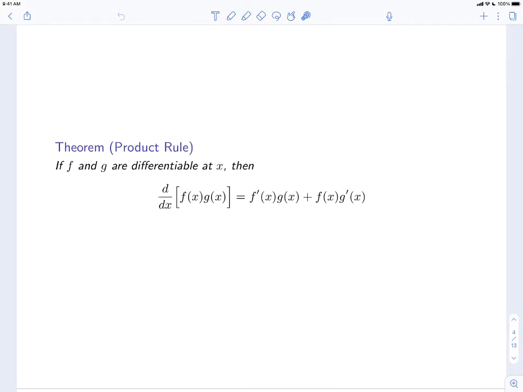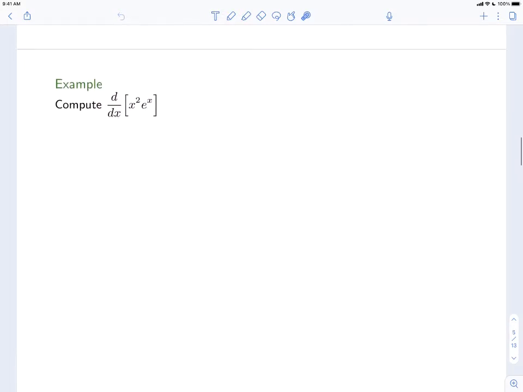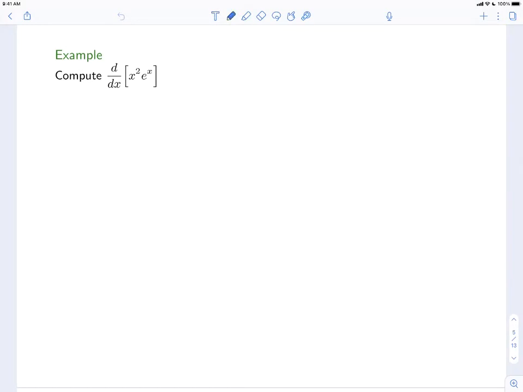We're not going to prove this now, but let's take a look at how we might use it in some examples. Here's our first example. Compute the derivative with respect to x of the product x squared times e to the x. So we're going to use the product rule. This is a product, so it makes sense that we use the product rule. The derivative with respect to x of the first function, x squared, times the second function, e to the x, is equal to the derivative of the first times the second plus the first times the derivative of the second.